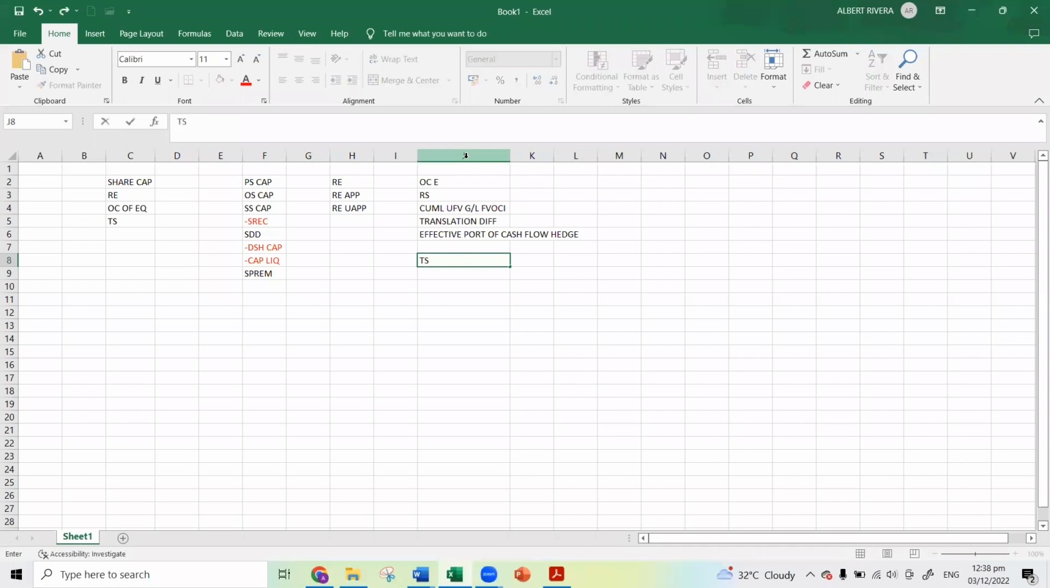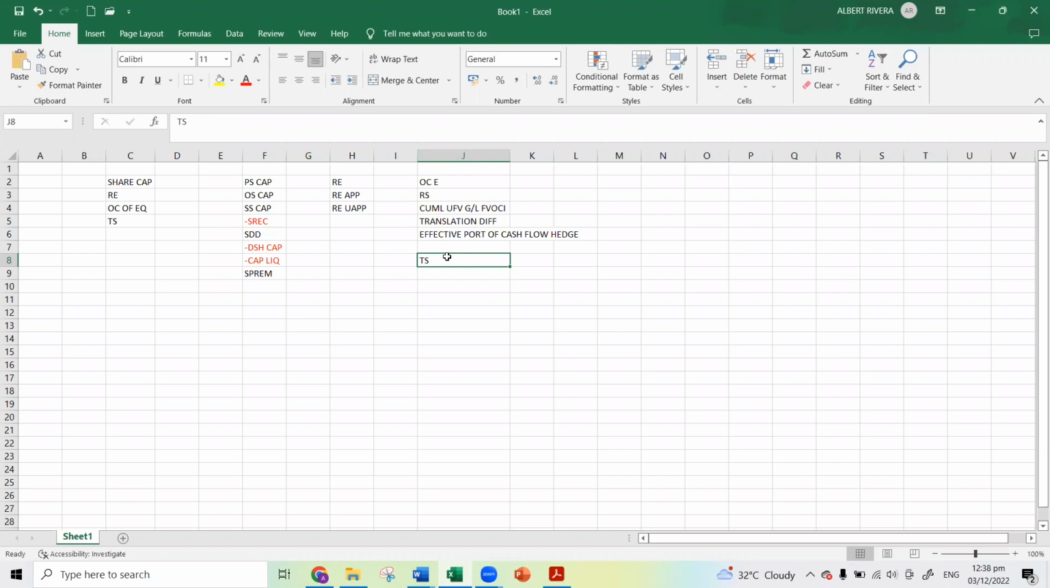Then we have your treasury shares or treasury stock, which is also a contra to equity. So those are the components of your stockholders' equity.